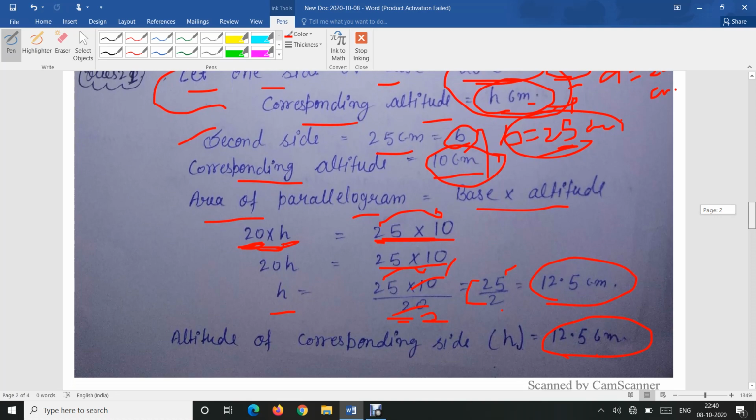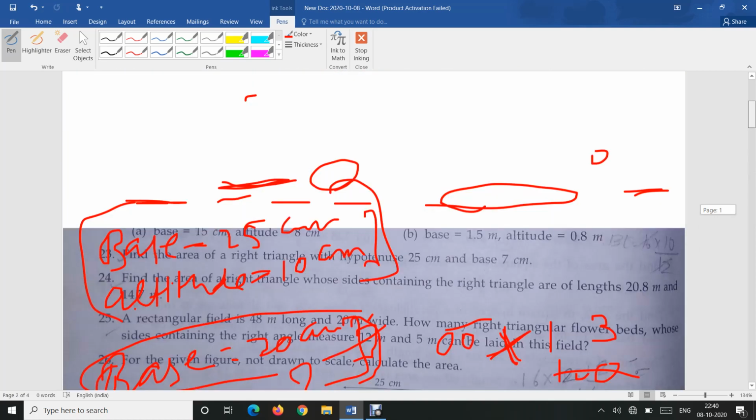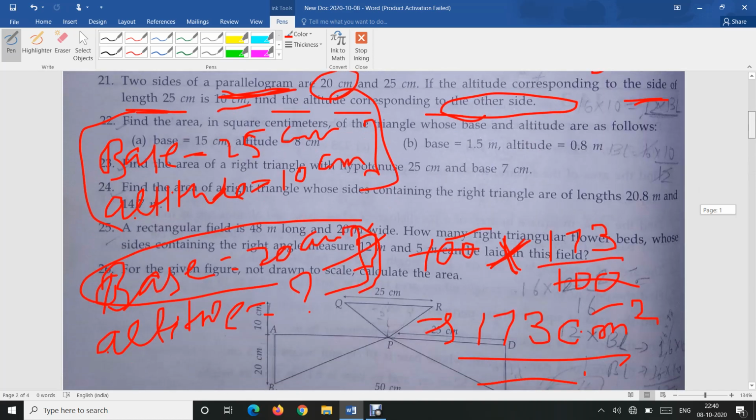Hope you understand this question also. Now let us move towards the next question, which is question number 22.